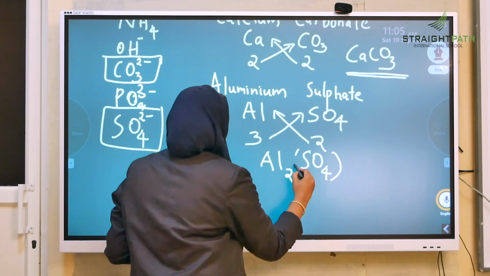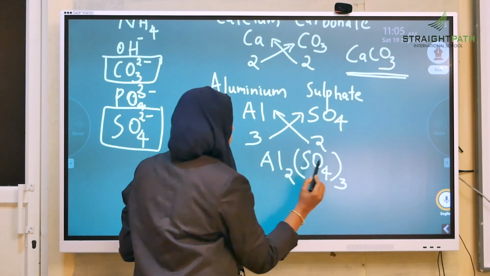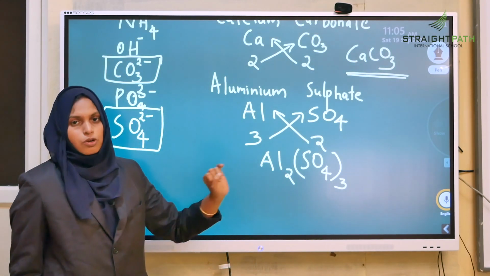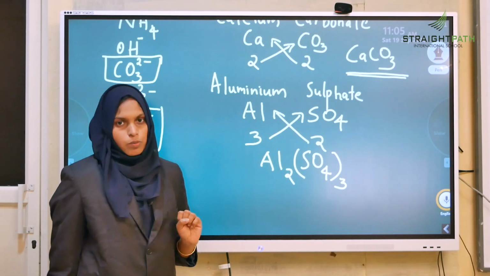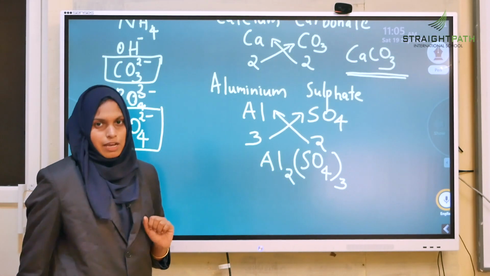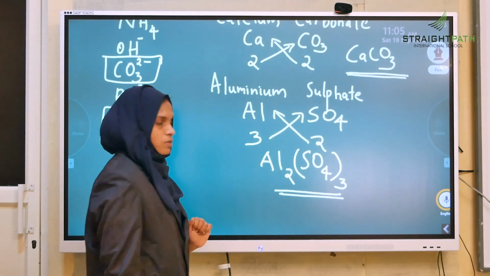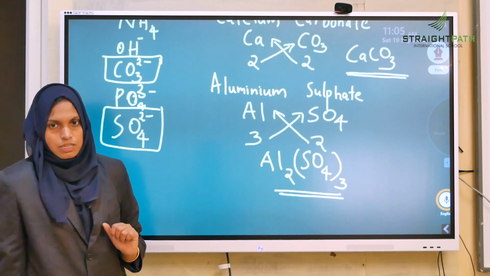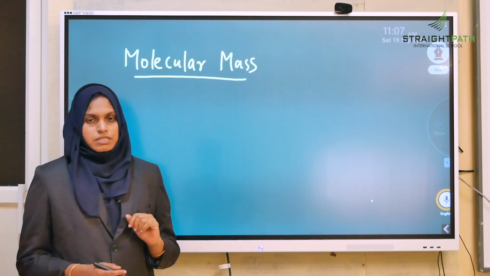For this SO4, what is the value down? It is equal to 3. So here that is the third rule: we should enclose the polyatomic ion inside the bracket. So the chemical formula of aluminum sulfate is Al2(SO4)3.